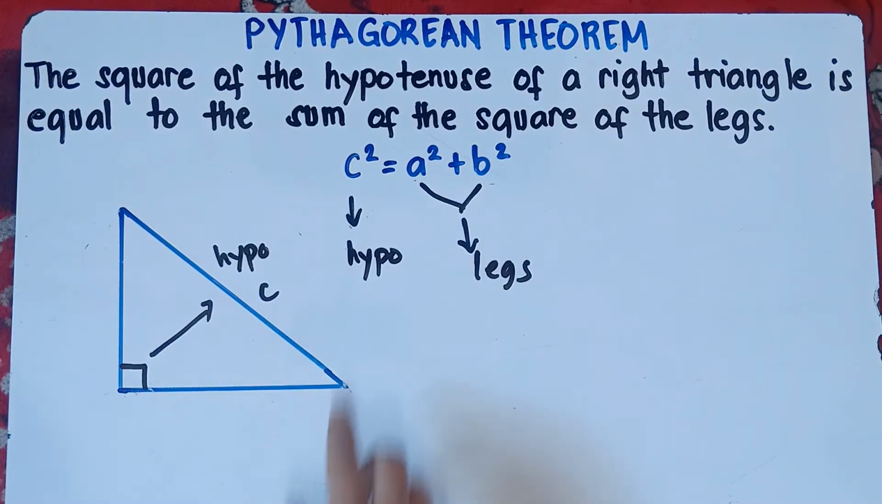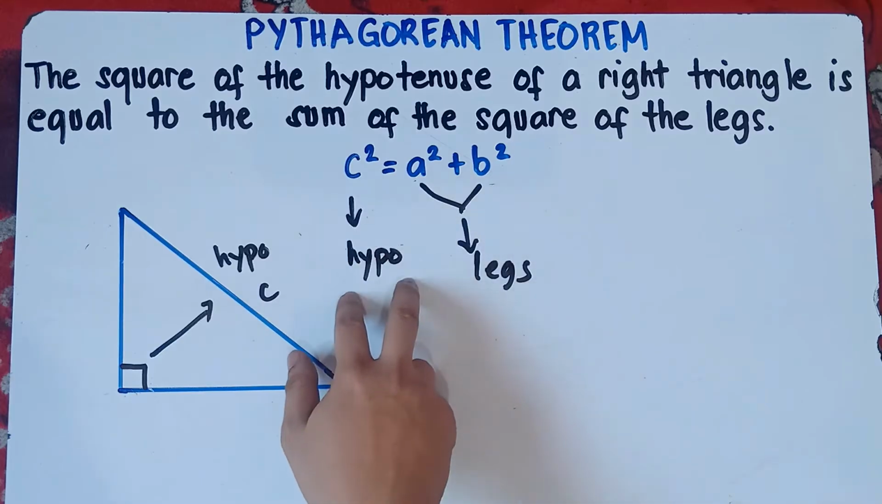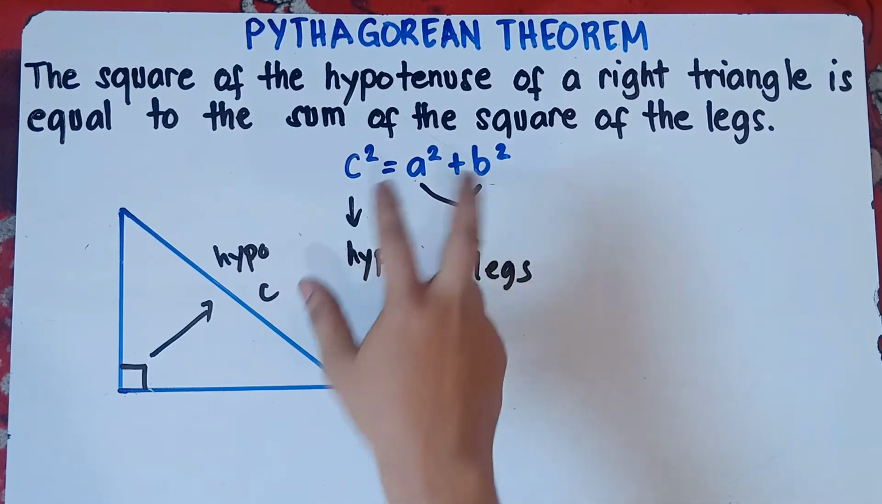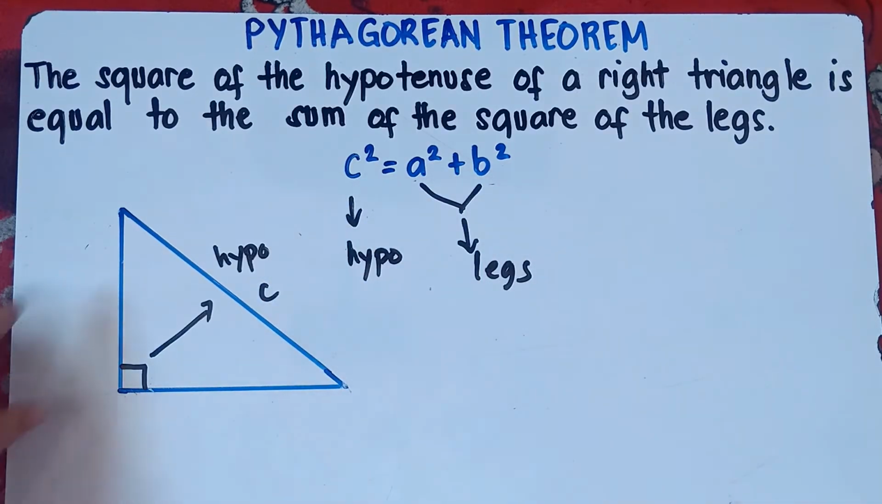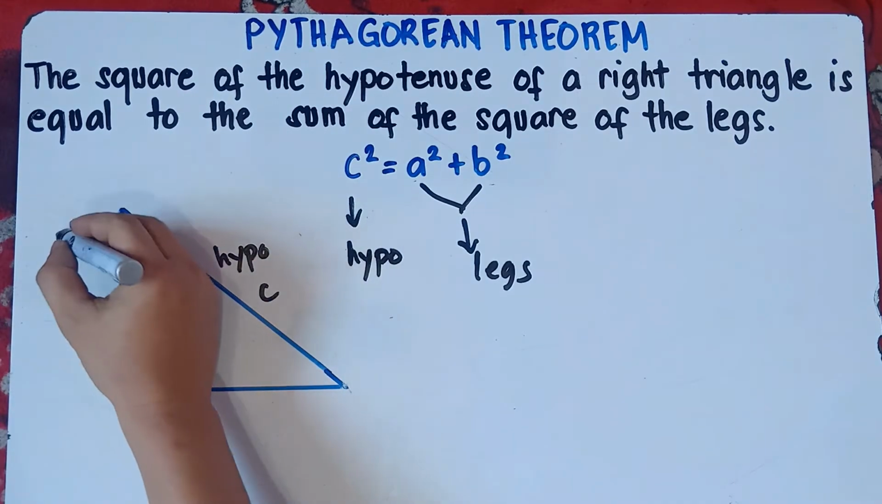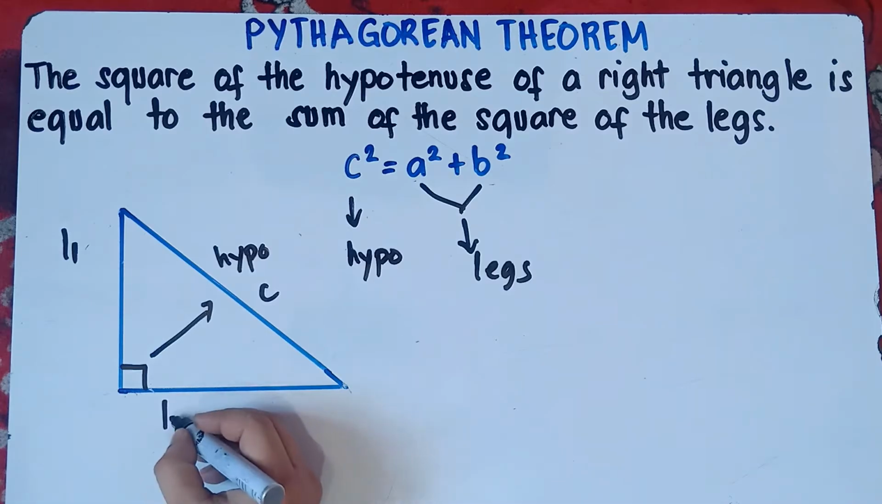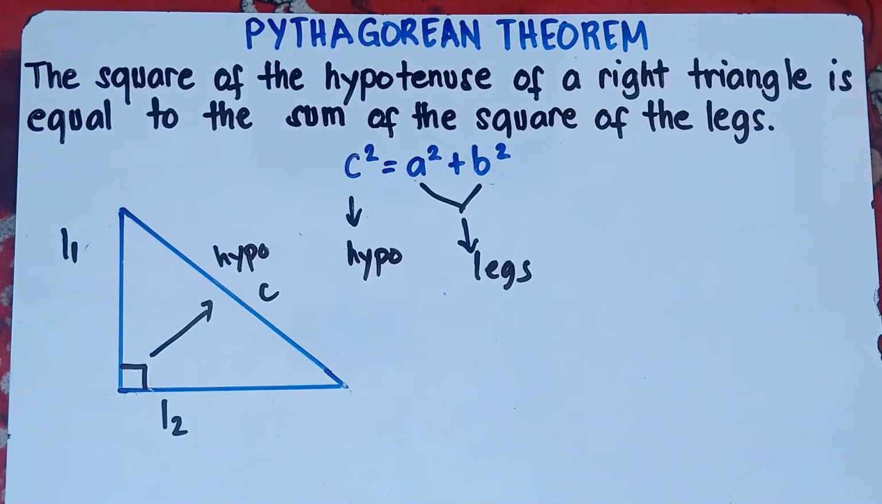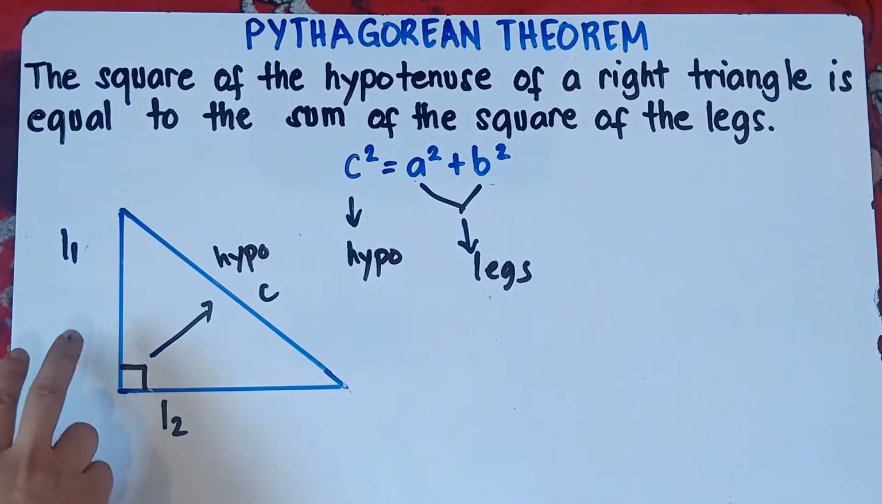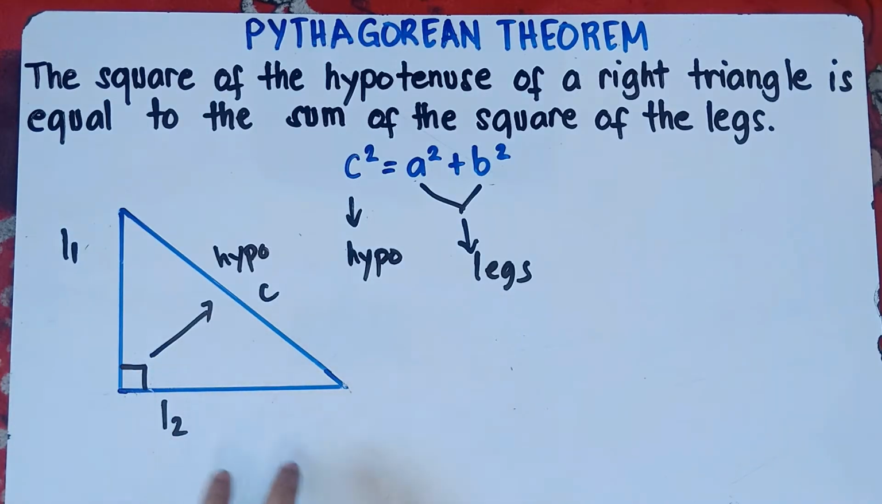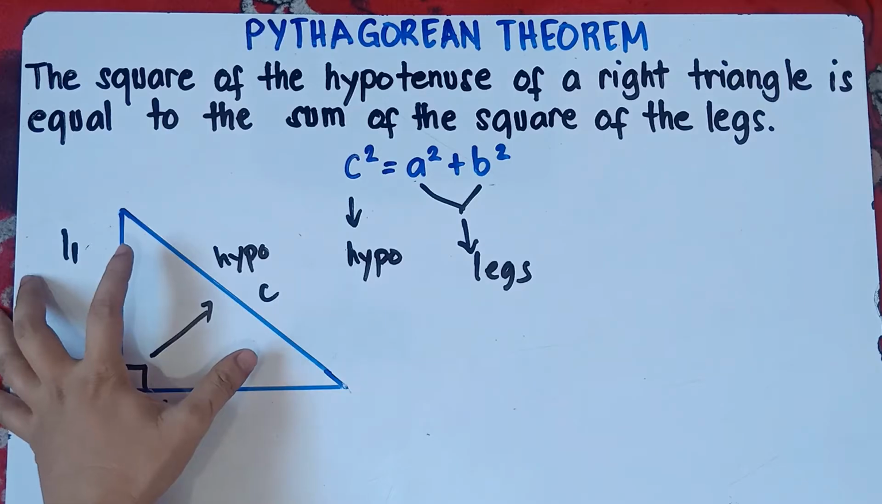Always remember, class, that C is always the hypotenuse in this given formula of the Pythagorean theorem. Now, this side right here and this side, this is what we call the legs. So, this will be our leg 1 and this will be our leg 2. Question, sir, where is A and B? Now, you can have this one as your A or you can have this one as your A. Doesn't matter, class, for A and B, as long as C is always the longest side.